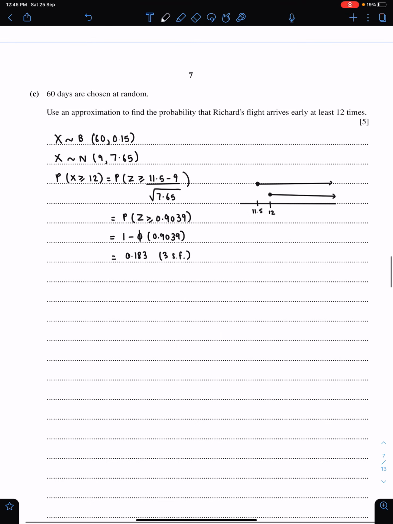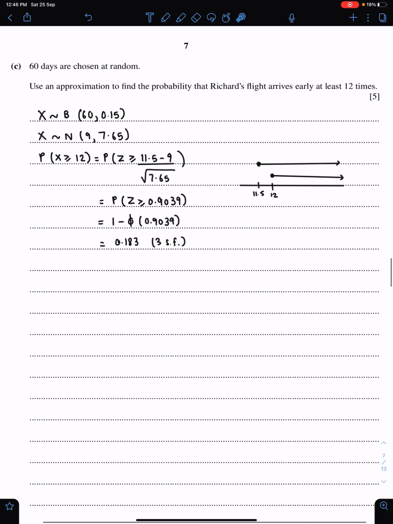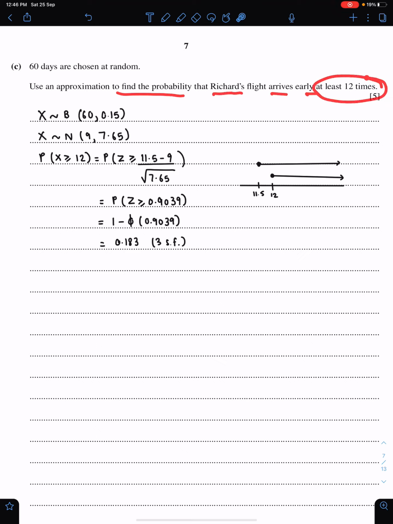Next part of this question. Part C. 60 days are chosen at random. Use an approximation. Approximation means normal approximation, to find the probability that his flight arrives early at least 12 times. So this is a binomial situation. Early means 0.15 and 60 is n.